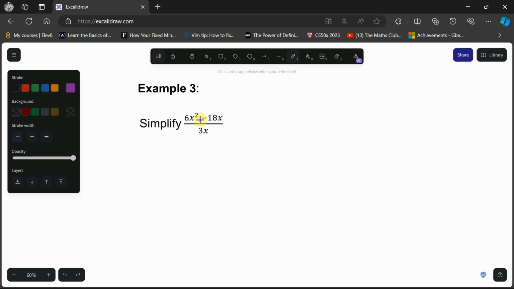So to solve this question, you can see that x is common in both of them, and both of them are also multiples of 6, right? 6 times 1 will give me 6, 6 times 3 will give me 18, so I can factor out 6 and I can also factor out x. So this will be 6x times x, minus 6x times 3, all over 3x. So x will cancel x, 3 will cancel, so this will be 2. My answer will be 2 open brackets x minus 3.